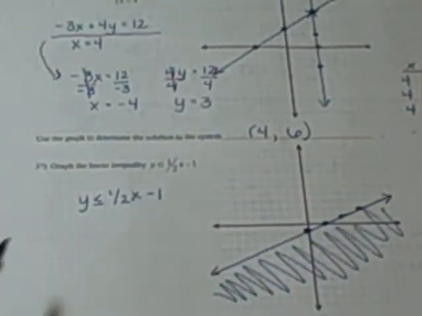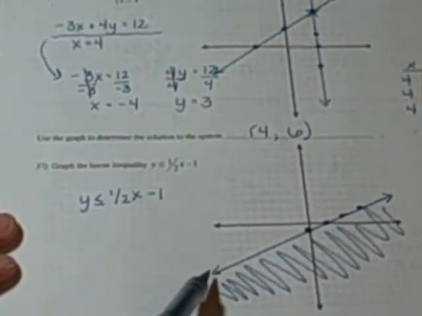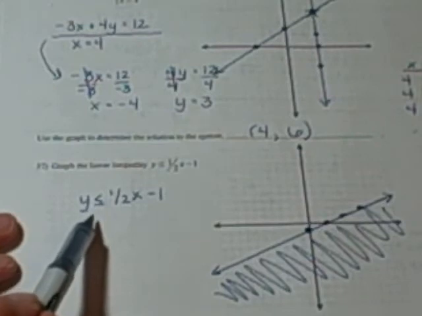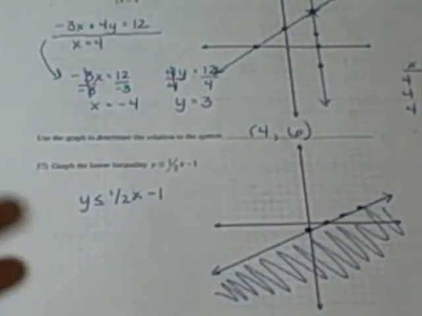Okay? If this had not had this equal bar here, I would have used a dotted line instead of a solid line. And if this had been a greater than instead of a less than, I would have shaded the top half of the plane. So those are some of the decisions you'll have to make when you're graphing one of these.